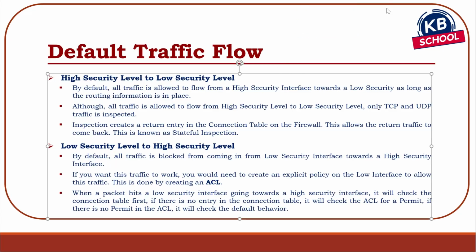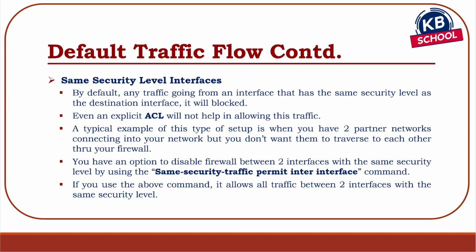All right, so that is the default traffic flow through the firewall. I also explained the same security traffic, which will be discussed over here. Actually, I think I do discuss it over here. Same security level interface: by default, any traffic going from an interface that has the same security level as the destination will be blocked. Even an ACL will not help in that case. A typical example of this setup is when you have two partner networks connecting in.